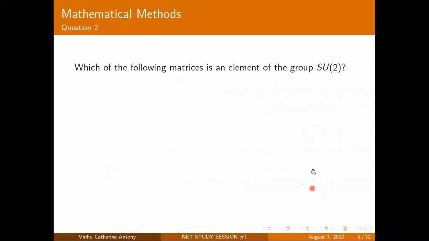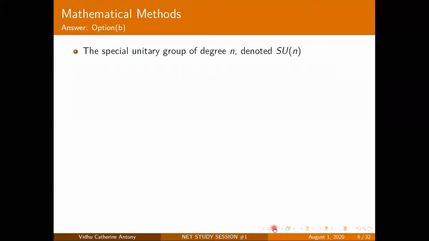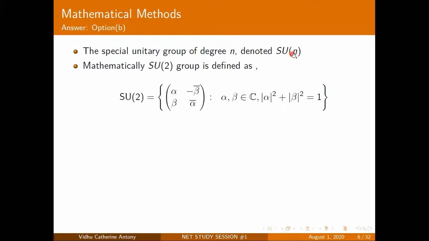Which of the following matrices is an element in the group SU(2)? The special unitary group SU(2) has a property, and I will show you what the property is, and it's just learning that property that applies over here. These are the options, these are the matrices that are given to you, and you need to check if this particular matrix is an element of this group. So SU means special unitary. SU(2), basically n gives you your degree. So this is your special unitary group of degree 2, and this is how it's defined.